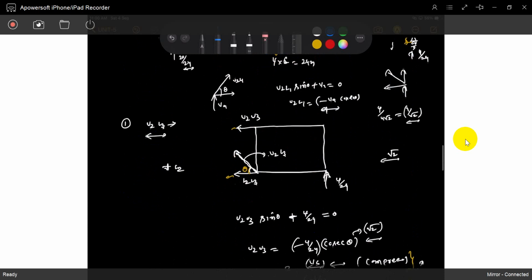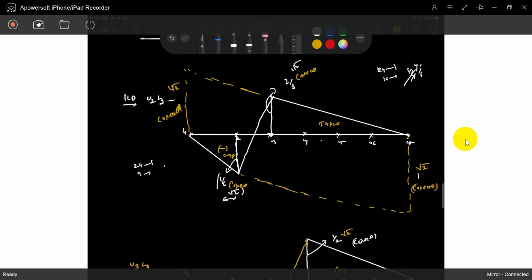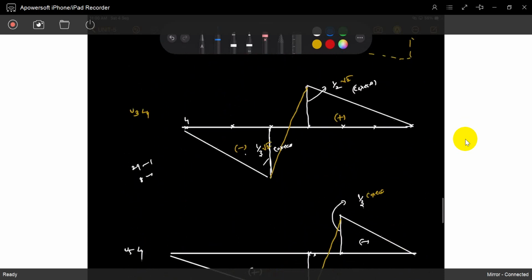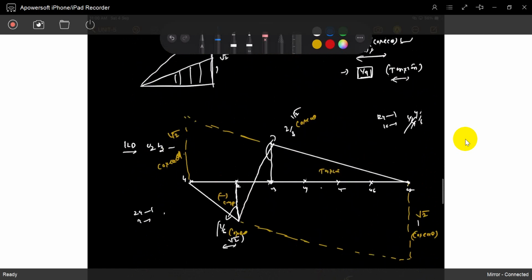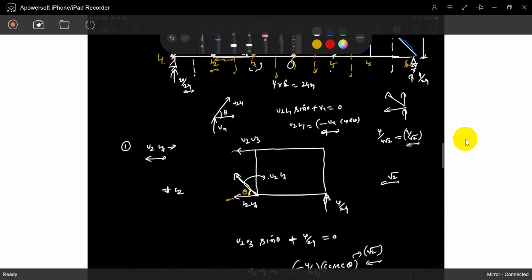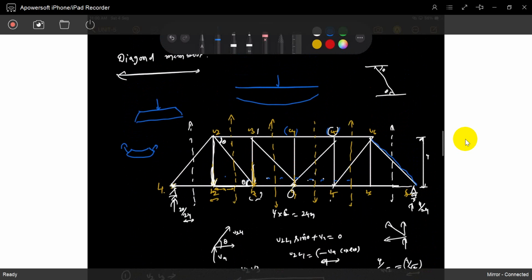I think we drew ILDs for 20 members. See, the diagonal members we drew: 1, 2, 3, 4, 5, 6. Previously I developed all 20 members; every member's ILD we drew. So if someone asks, at least 2, 3 members, one diagonal member, one vertical member, one upper chord, one lower chord, you can easily develop. For explaining, it will take hours.